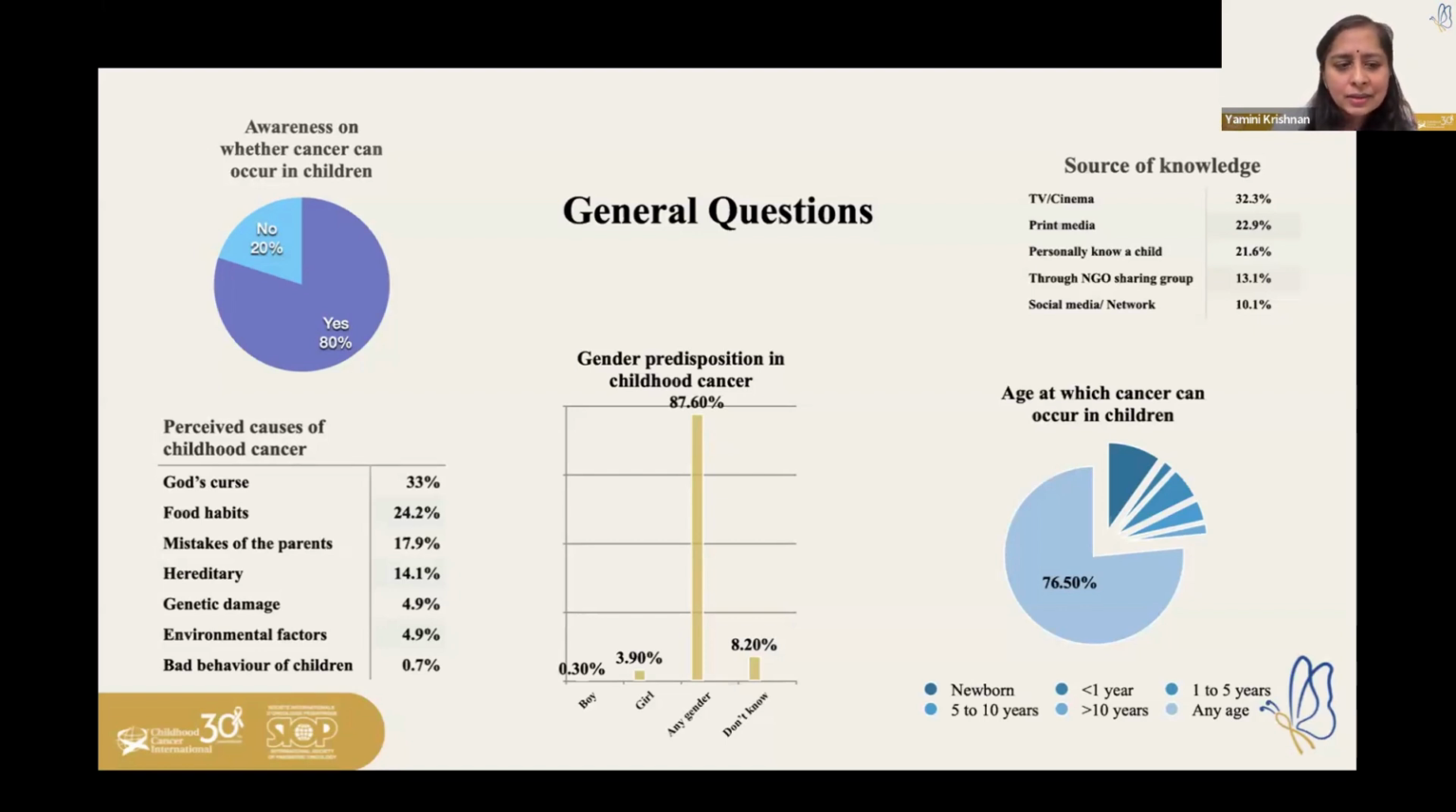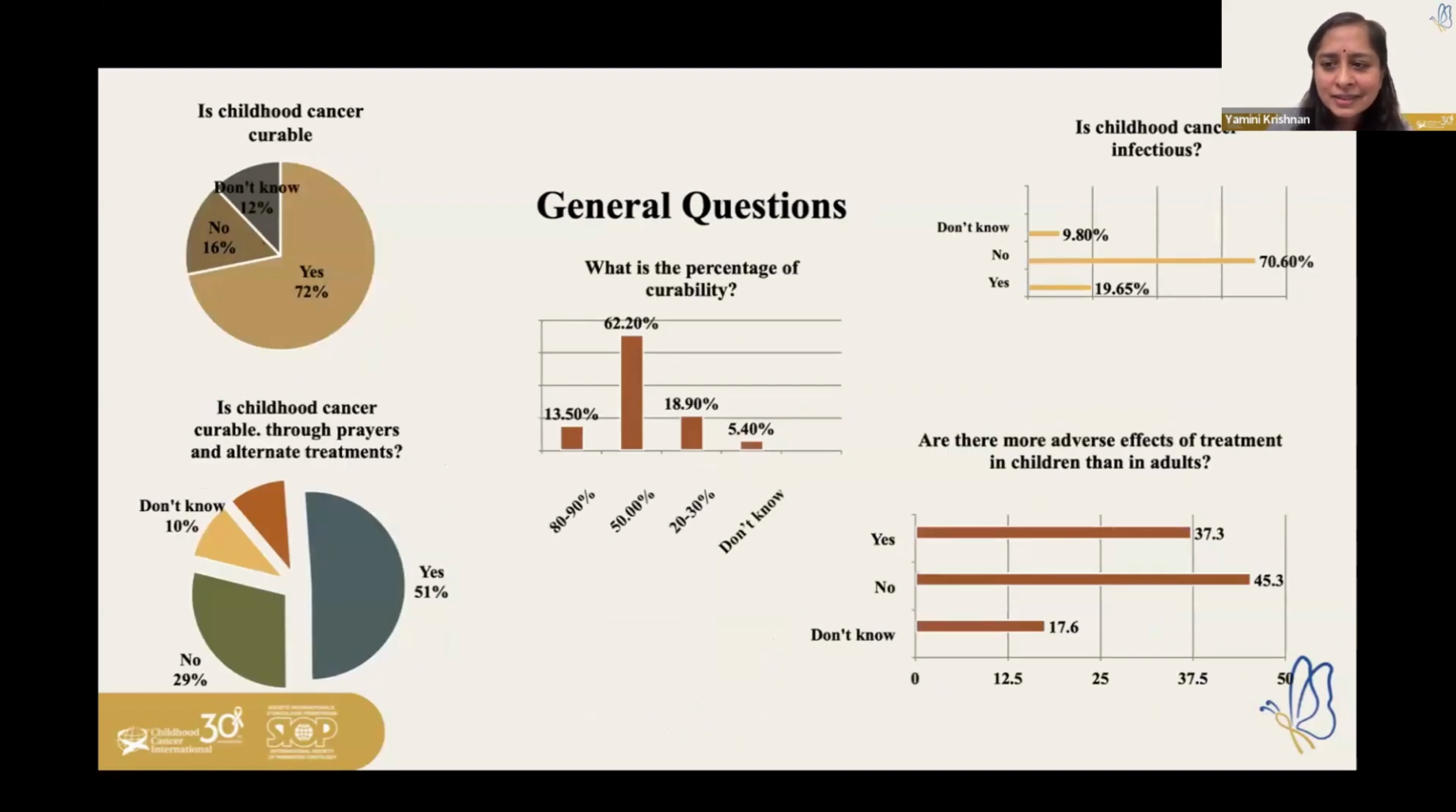But as you can see, regarding the perceived causes of childhood cancer, what was very striking is that one third of the respondents actually thought that it was a God's curse. Food habits, mistakes of the parents, environmental factors, bad behaviors of the children, all these were implicated as the causes of pediatric cancer. So that was a very interesting result that we got. Some of the other general questions we asked were, is pediatric cancer curable? That also was well answered, as three quarters of the people actually did know that pediatric cancers were curable.